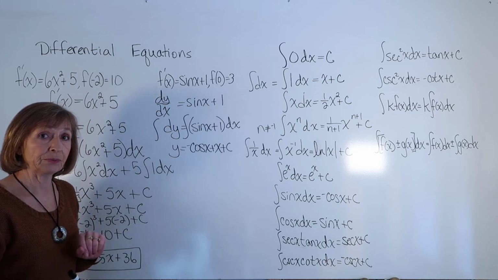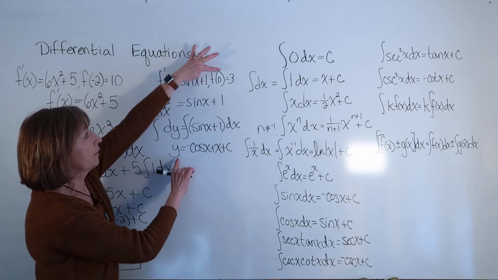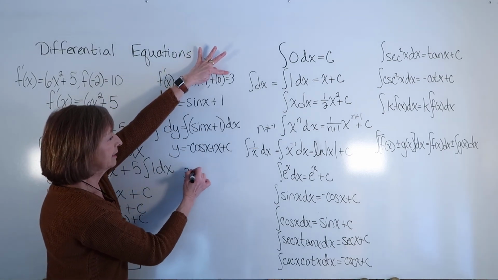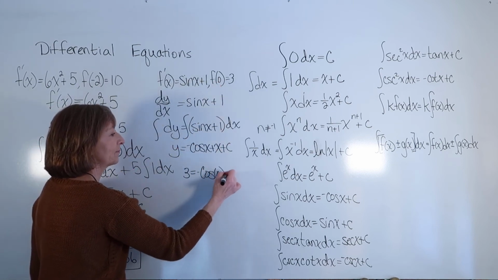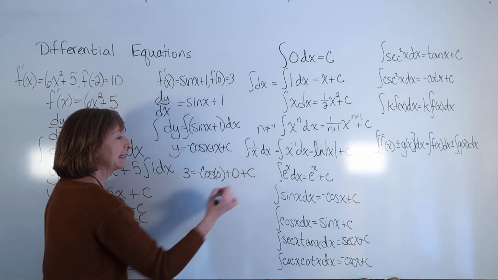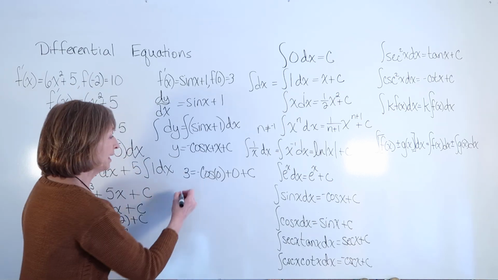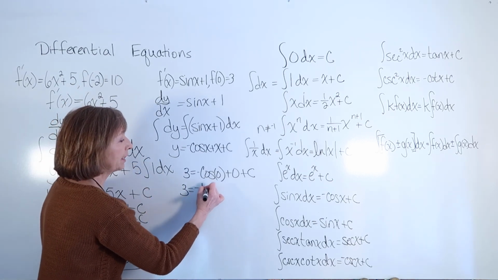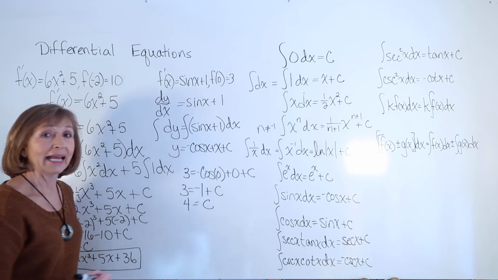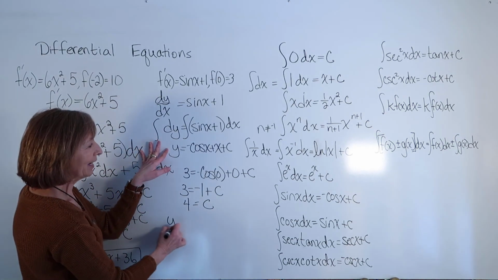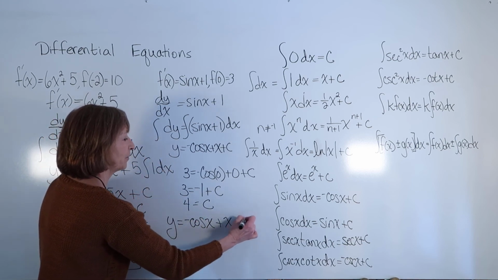Our particular solution, we need to find the c and then write that in the placement of the term here. So we are going to put 3 in for the y is equal to negative cosine of 0 went in for x plus 0 plus c. And remember, the cosine of 0 is 1. So we have 3 is equal to -1 plus c. Add 1 to both sides, c is equal to 4. And now write our particular solution, that y is equal to negative cosine x plus 4.